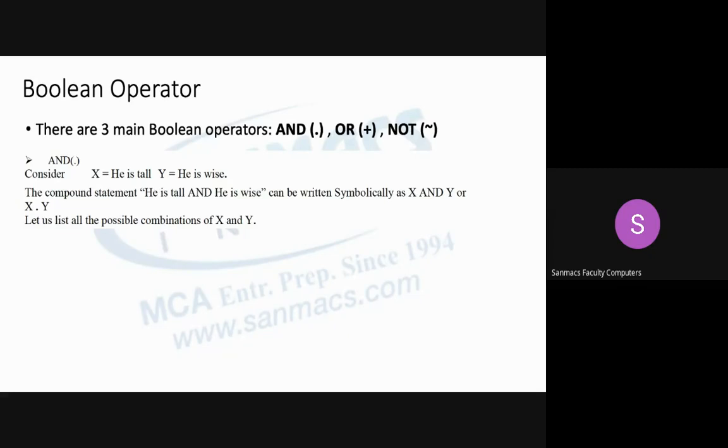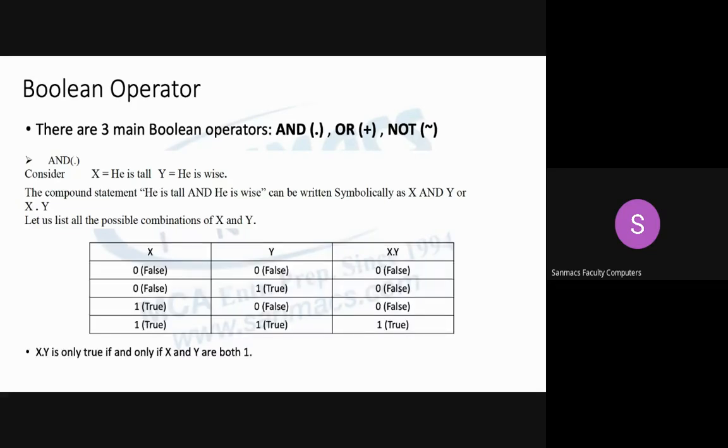So let us list all the possible combinations of X and Y. It's the exact same table that we saw a couple of slides ago. We have two variables, X and Y, with their own values, and then we have the values for the compound statement X dot Y. Here you will notice that X dot Y is true if and only if X and Y are both 1.